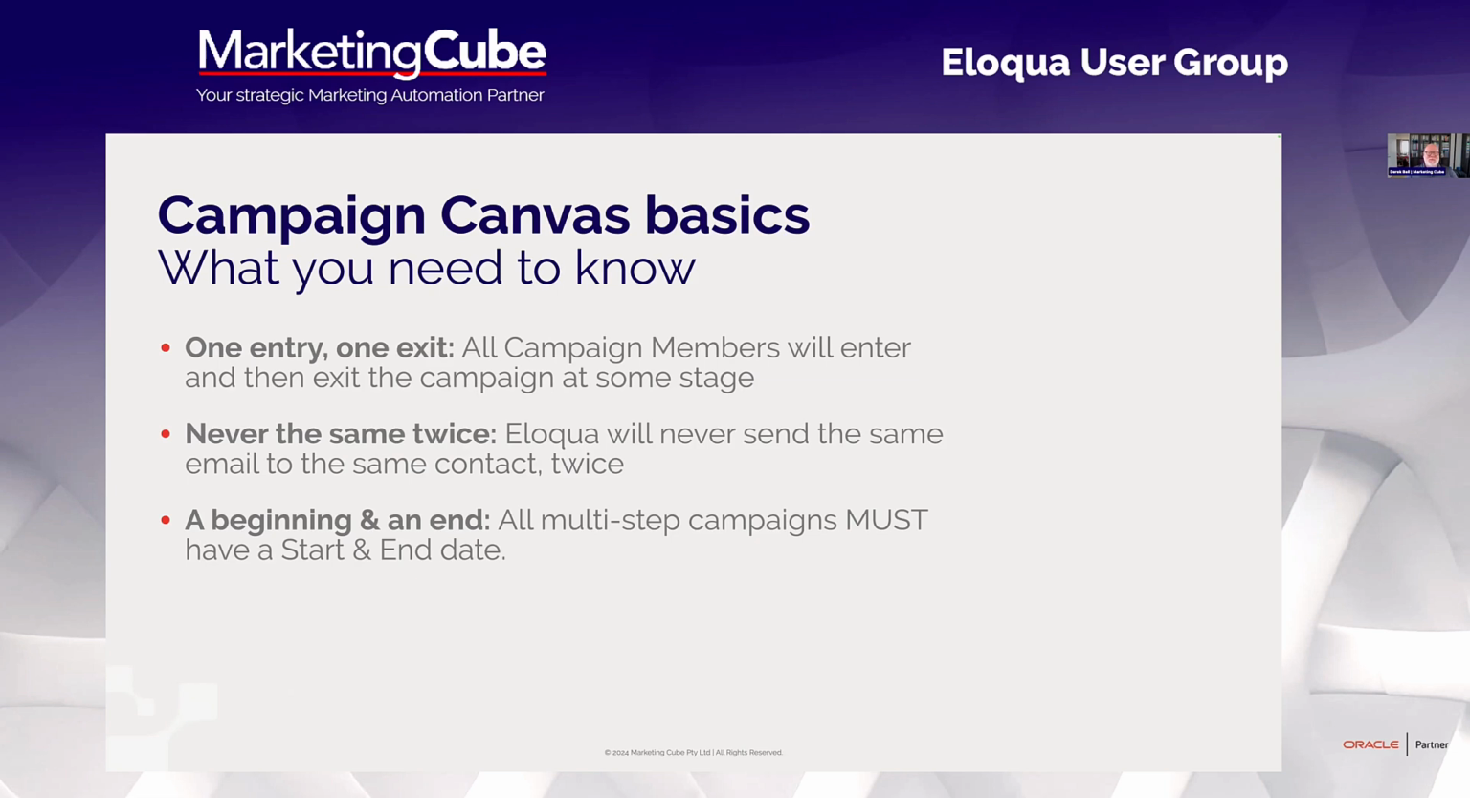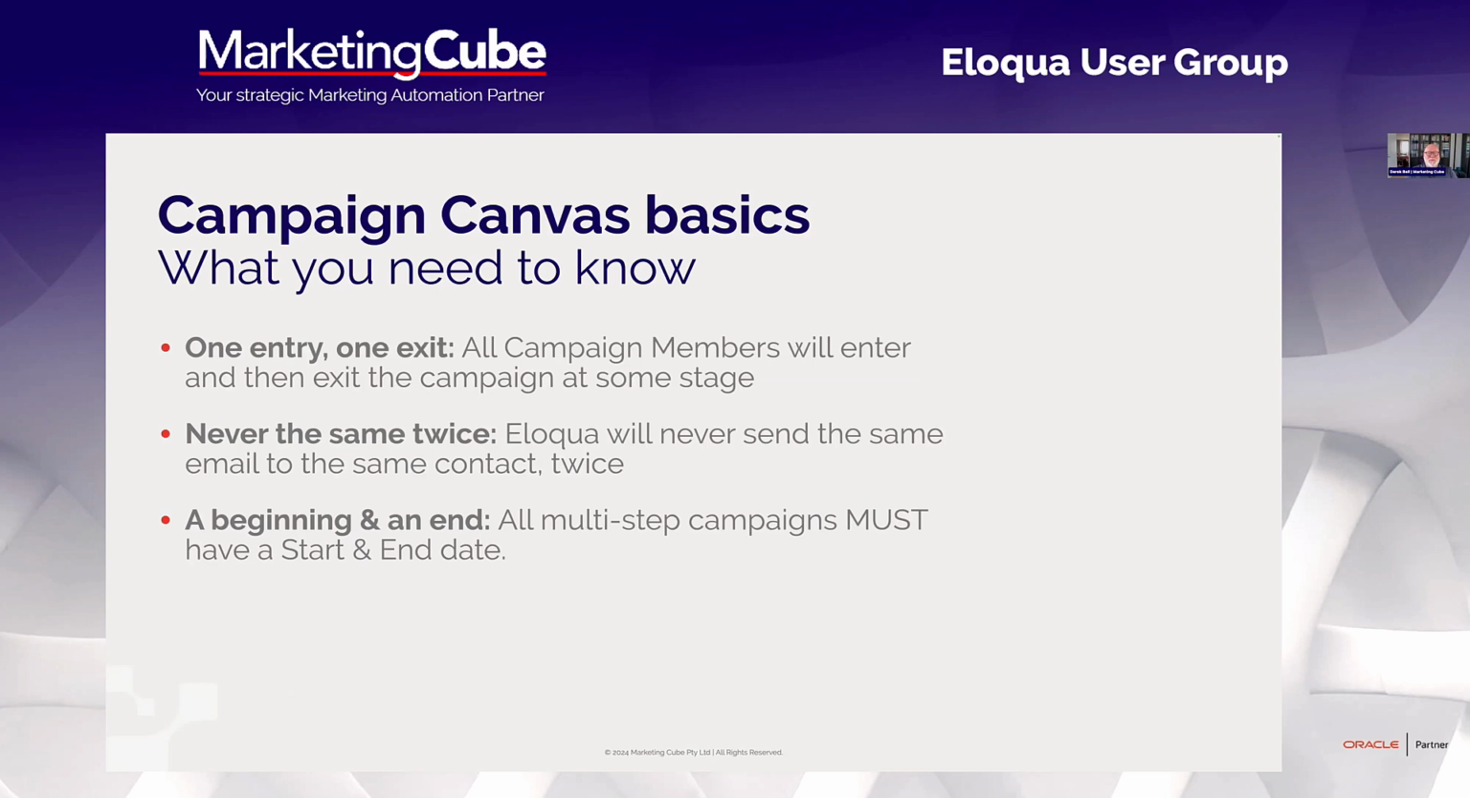Now, never the same twice. So Eloqua will never send the same email to the same contact twice. So just in the office yesterday, just clarifying this with some folks. One common scenario is where you may want to send an email out to people, and then if they didn't open it, potentially resend that email. Okay, now you can do that, but that second email must be a save as of the first email. It can't be the exact same asset.